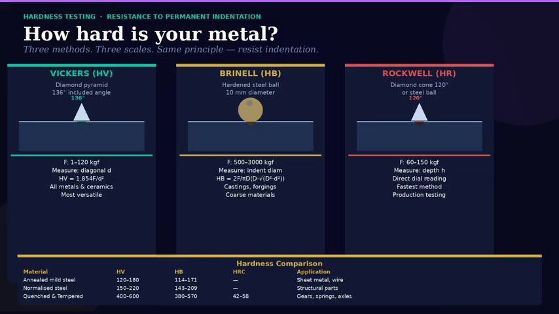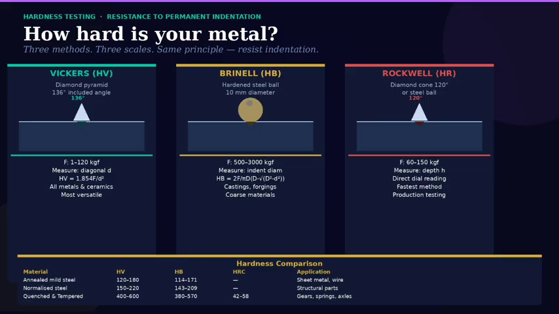The most versatile method. Brinell, a hardened steel ball 10 millimeters in diameter under large force. You measure the indent diameter. Best for coarse materials like castings and forgings, where a large indenter averages over multiple grains. Rockwell, you measure the depth of penetration directly and read hardness straight off the dial. Fastest method, used in production environments.